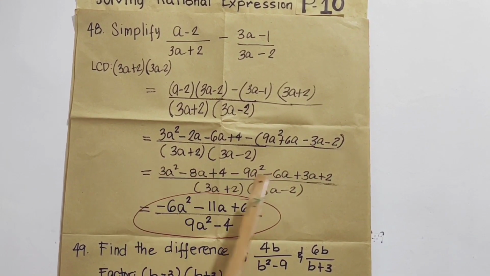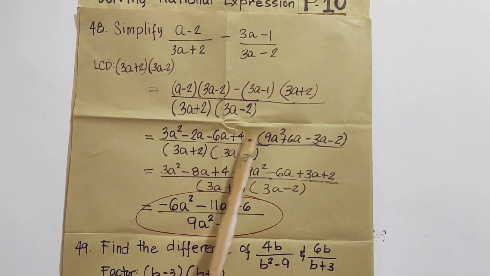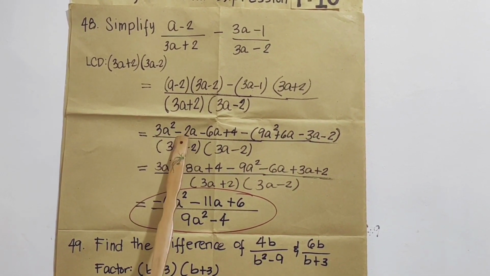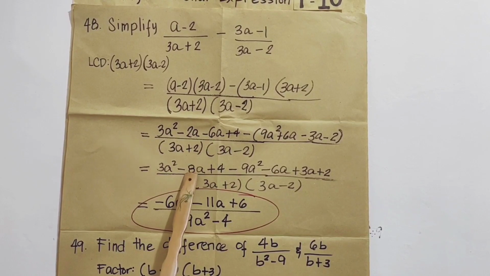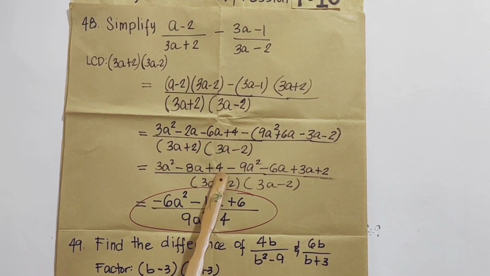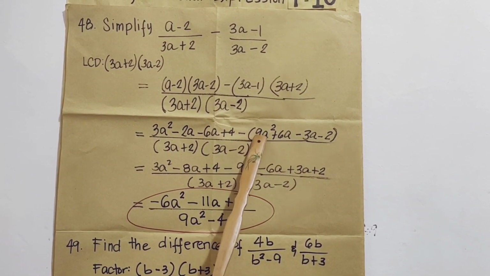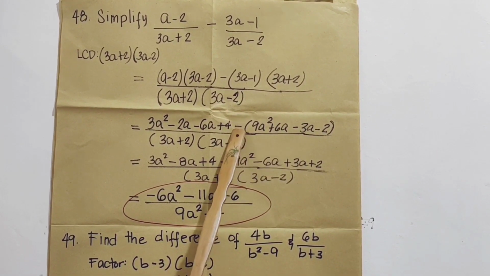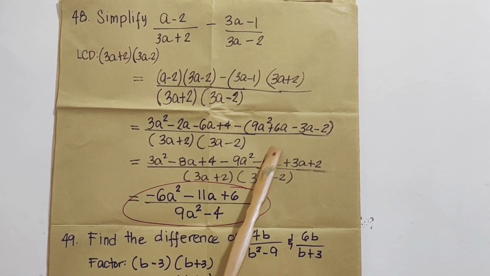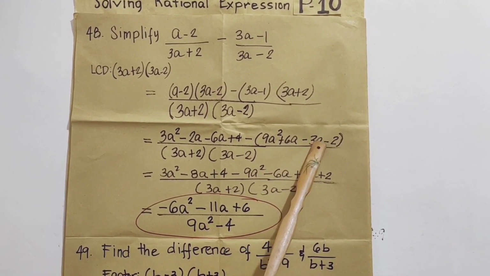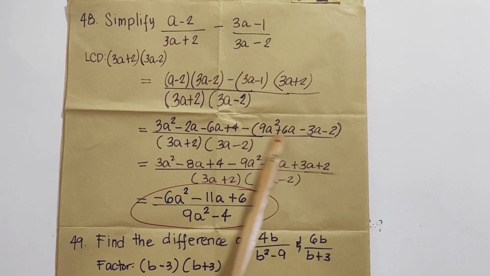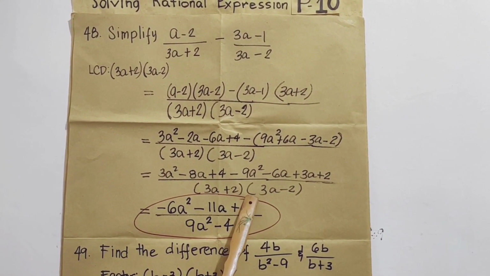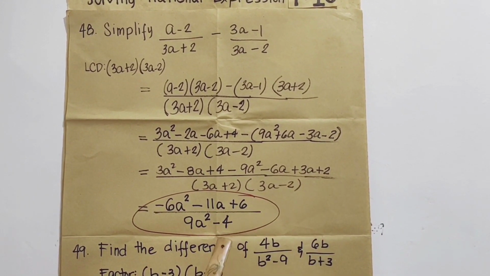And our next step is to combine like terms and simplify this one. So 3a squared, negative 2a plus negative 6a equals negative 8a. Then copy 4, then multiply this. Negative times positive 9a squared equals negative 9a squared. Negative times positive 6a equals negative 6a. And negative times negative 3a equals positive 3a. And negative times negative 2 equals positive 2. Then copy the denominator.